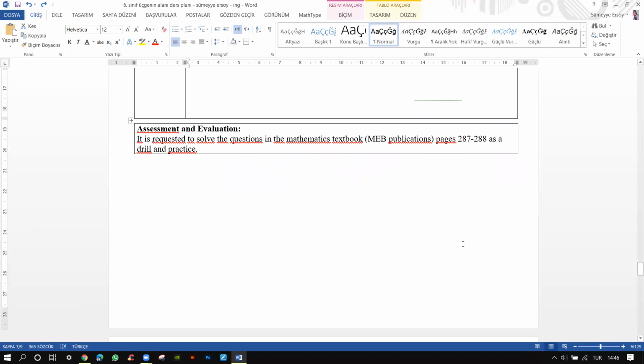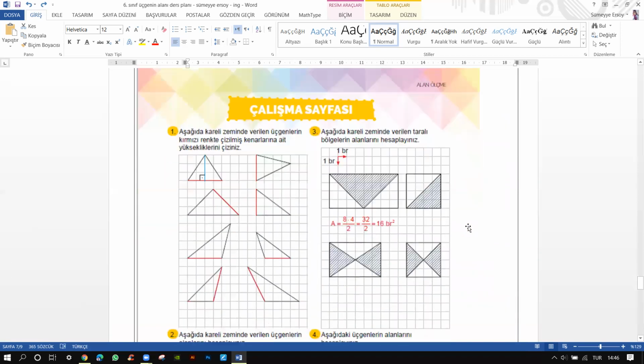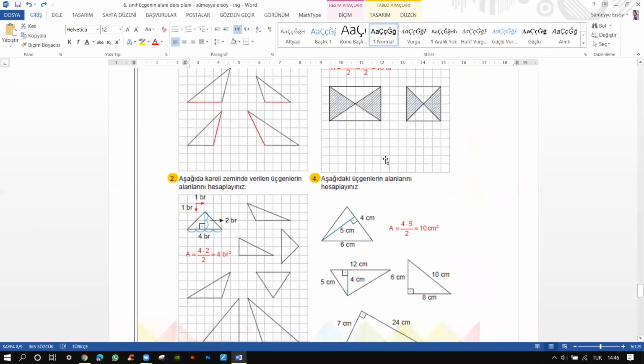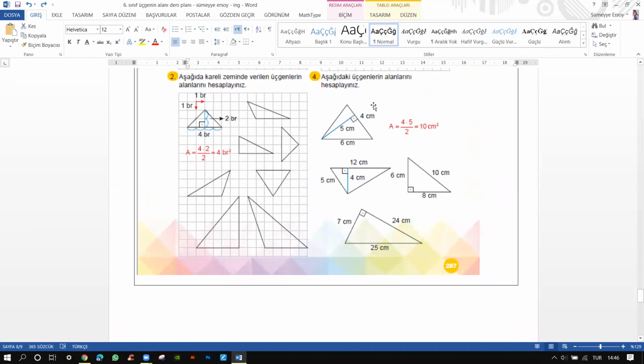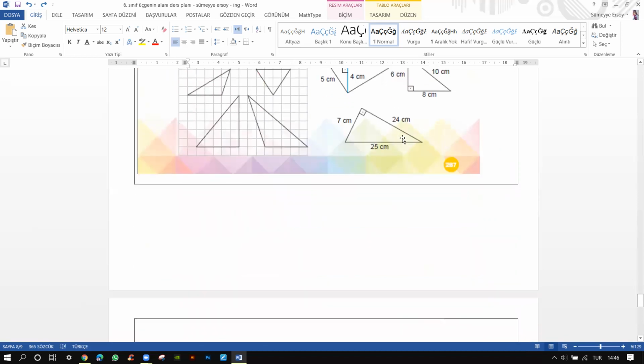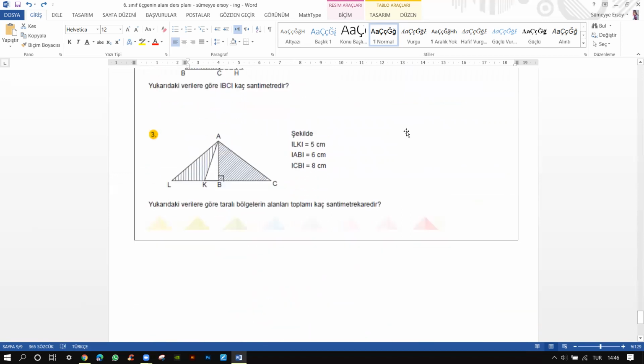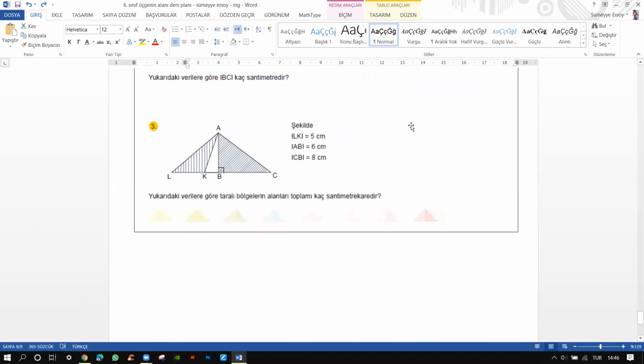And lastly, I give homework to students. This is from the Mapbook, and I solve some questions here, but it is useful again. They have a chance to drill and practice with these questions.